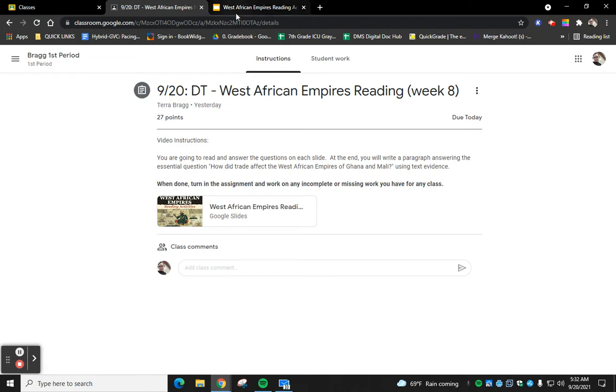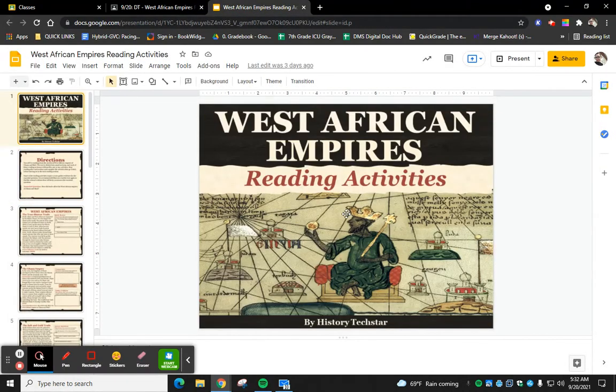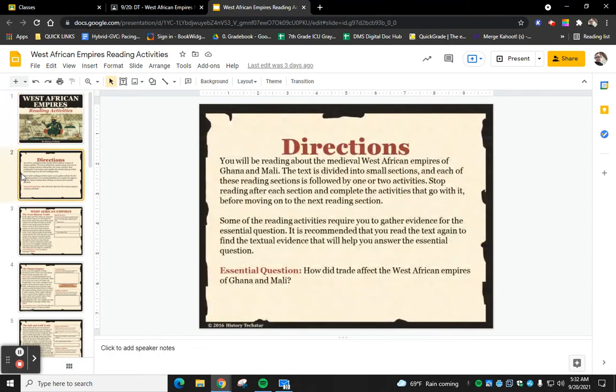All right, so I've already got it opened up, and this is what it looks like from the start. Right, so we are going to be reading about the medieval West African empires of Ghana and Mali. We've already been talking about them in class. This text is divided into small sections, and each of these reading sections is followed by 1 or 2 activities. You're going to stop reading after each section and complete the activities that go with it before moving on to the next reading section.